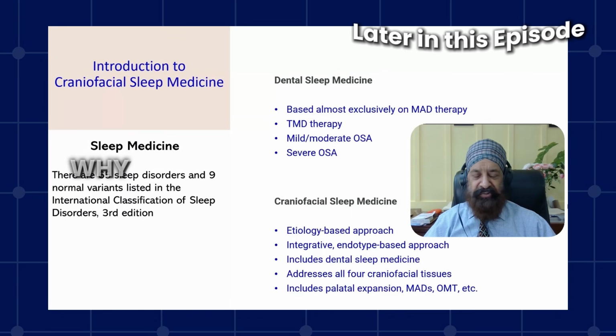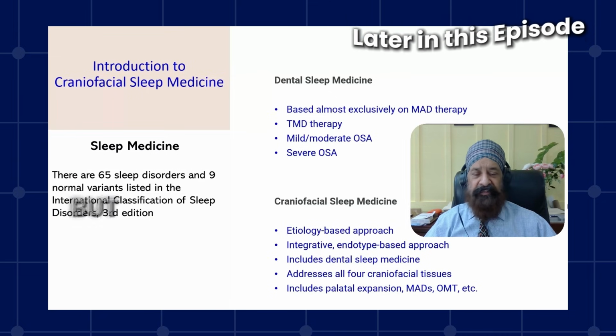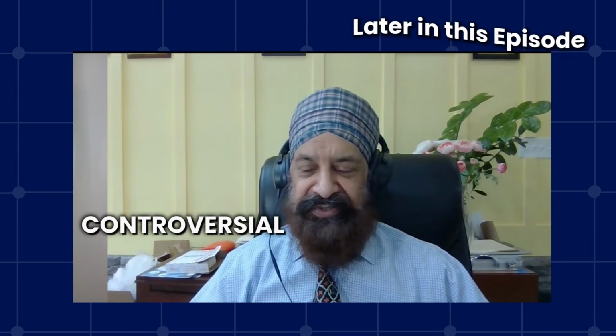My question is, why is that mandible retruded? Why is it falling back? Why is the tongue obstructing the airway when you sleep in certain individuals but not in others? I have to be a little bit controversial but be very honest in the sense that my approach is different.